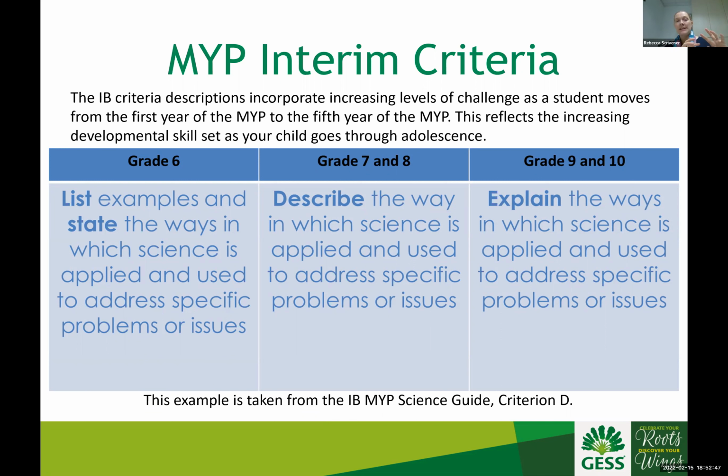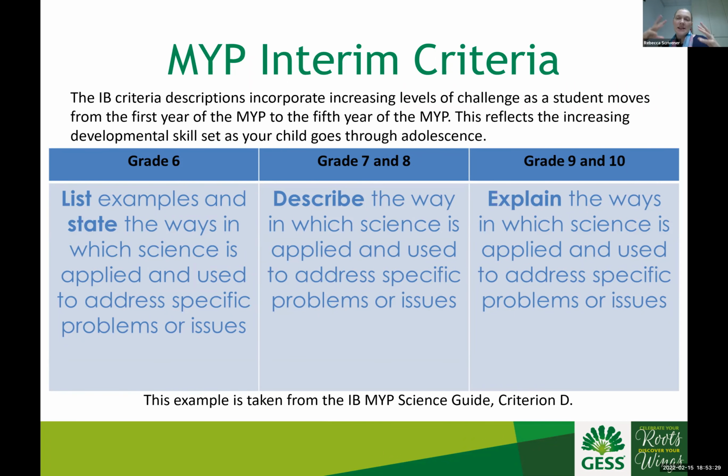If we look at the grade 6, it's asking them to list example ways. So what we're demanding of them then increases. So grade 7 and 8, or the MYP year 3 criterion, asks them to describe the way in which science is used. So instead of listing examples, they've now got to use more descriptive language. And in grade 9 and 10, they have to not only describe how the science works, but explain its implications, explain how it's applied and used. So you're looking at this sort of development in terms of what's expected.